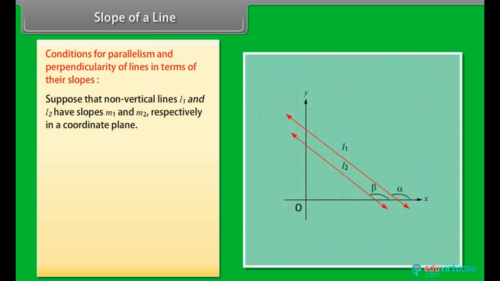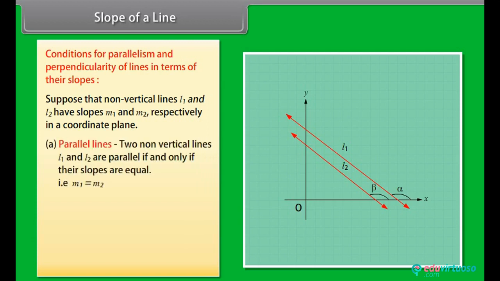Conditions for parallelism and perpendicularity of lines in terms of their slopes. Suppose that non-vertical lines L1 and L2 have slopes m1 and m2 respectively in a coordinate plane. Parallel lines. Two non-vertical lines L1 and L2 are parallel if and only if their slopes are equal. That is, m1 is equal to m2.